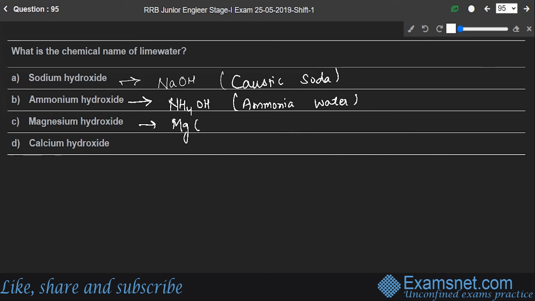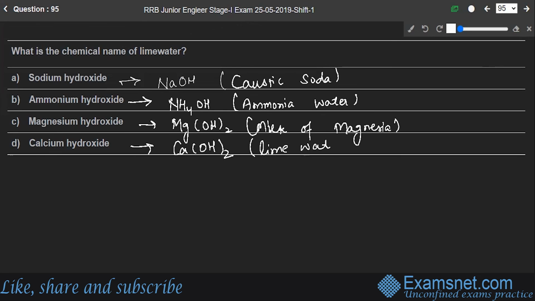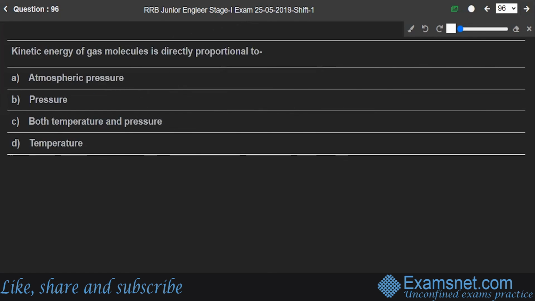Magnesium hydroxide. This is also known as milk of magnesia. This is used as a laxative, in wastewater treatment, as a fire retardant, etc. Then finally, we have calcium hydroxide. Yes, this is your lime water. It is used in manufacturing of bleaching powder, food processing, medical, and dental uses. That makes option D the correct answer to the question. Hope you understood. Next is 96th question.